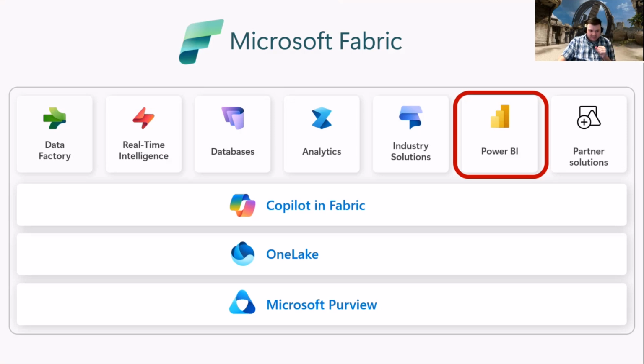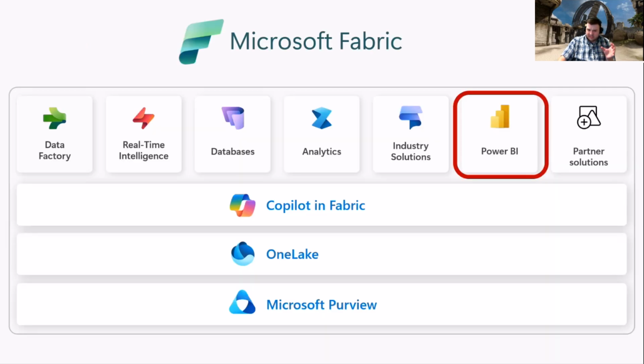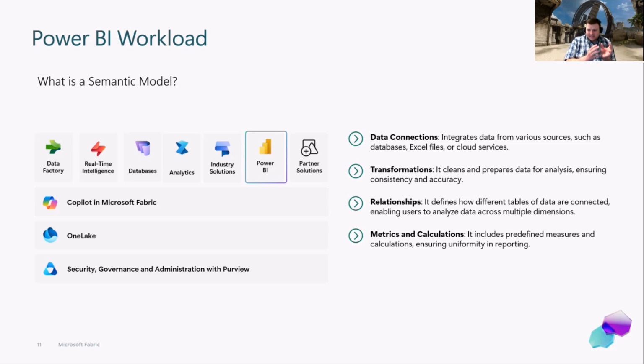Again, I think we've shown this slide every section here, but these are the workloads inside Fabric. Obviously, today we're going to be talking about the Power BI workload. So what is a semantic model? For those of you that don't know, a semantic model is essentially the endpoint model for your business. It's a model of your business.